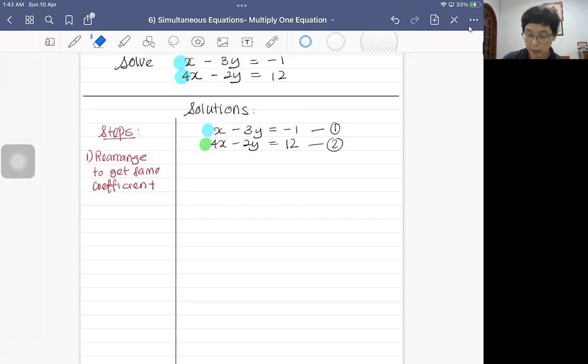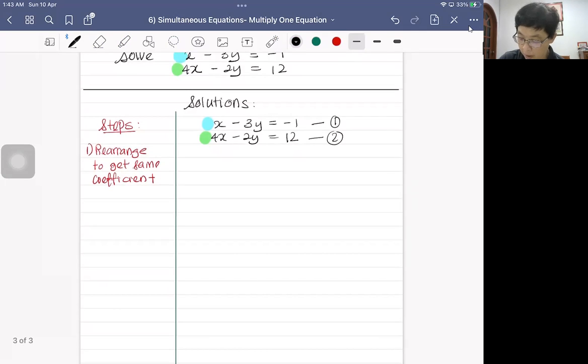Yep, so that they are different, right? So let's keep them in different color first. So now you're going to tell the uncle or auntie examiner saying that I'm going to take equation 1 and I'm going to multiply that with 4. Okay, so that's what you want to do.